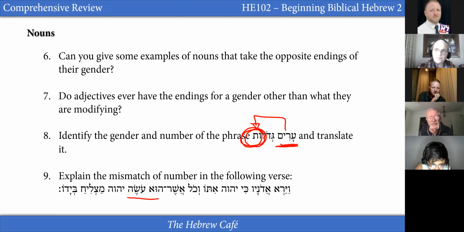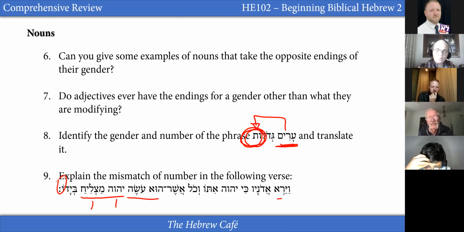That's singular and singular. Matzliach, beyado. Adonai matzliach. That's Adonai is one and matzliach is one, because otherwise it would be matzlichim. So where do we see a mismatch? Beyado, in his hand. That's also singular. In his hand. That's Joseph's hand, by the way.